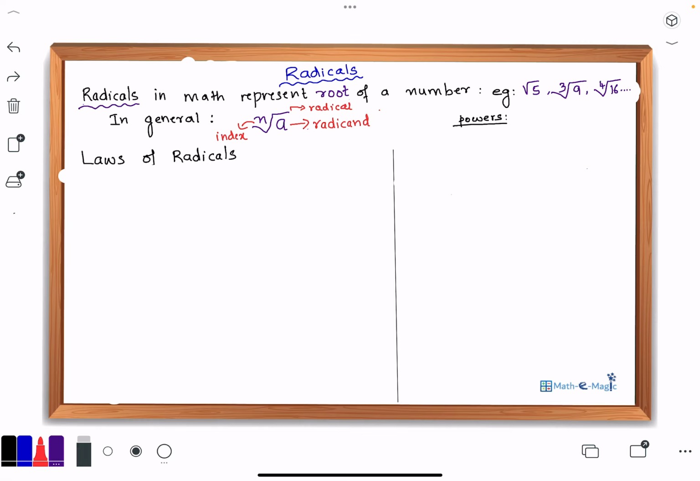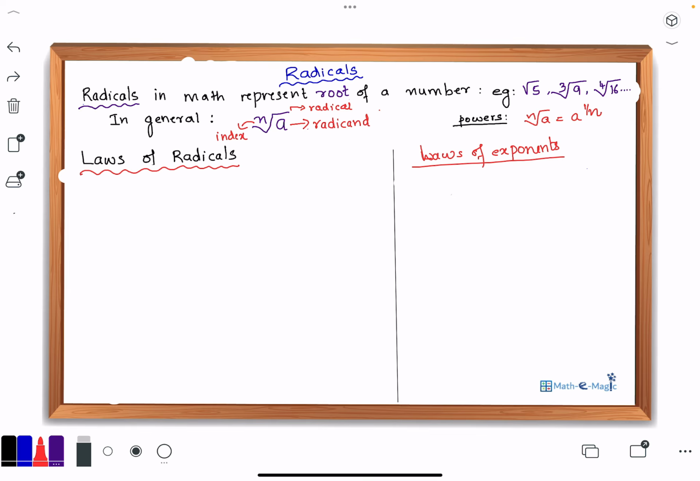Now if you look closely, the root sign that we are putting the number under can be represented as powers as well. So I can write the nth root of a as a to the power of 1 over n. Just as we have laws of exponents, similarly we can have laws of radicals as well, and they are very closely related to the laws of exponents.